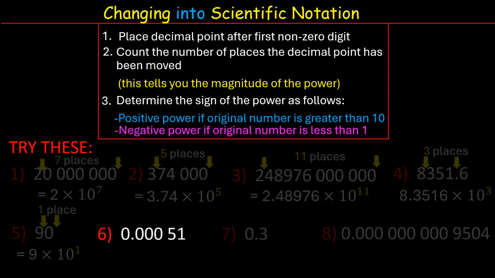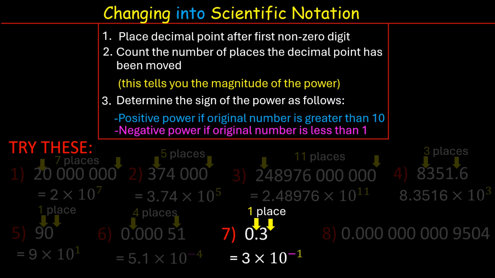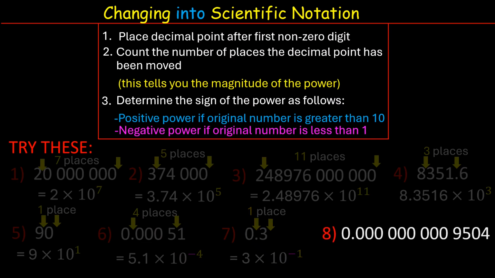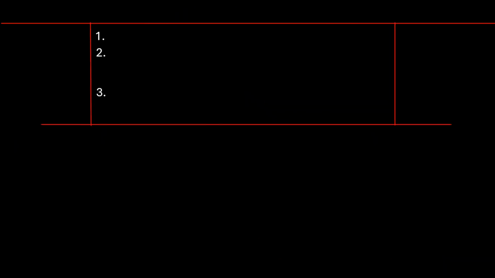For number 6, we move the decimal point to be after the 5, a total of 4 places, so the power must be negative 4. We have 5.1 times 10 to the negative 4. Next, we have only one place to move the decimal point, so 0.3 is the same as 3 times 10 to the power of negative 1. And in the last one, we need to move 10 places to jump over the 9, so the power is negative 10. Giving us 9.504 times 10 to the minus 10.